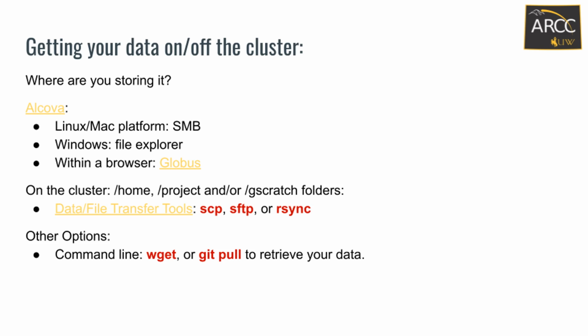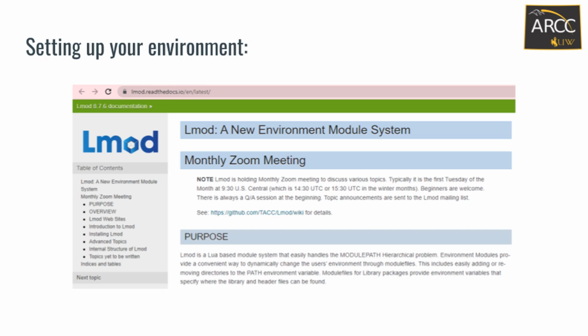If you are instead using your home, project or G-Scratch folders on the clusters, then maybe a tool such as SCP, SFTP or rsync is good enough for your needs. There are also options to use from the command line wget or git pull to retrieve your data. If you do have your data on Alcova, then one workflow step you will need to include will involve accessing and moving this data into and out of your project home folders before using it.